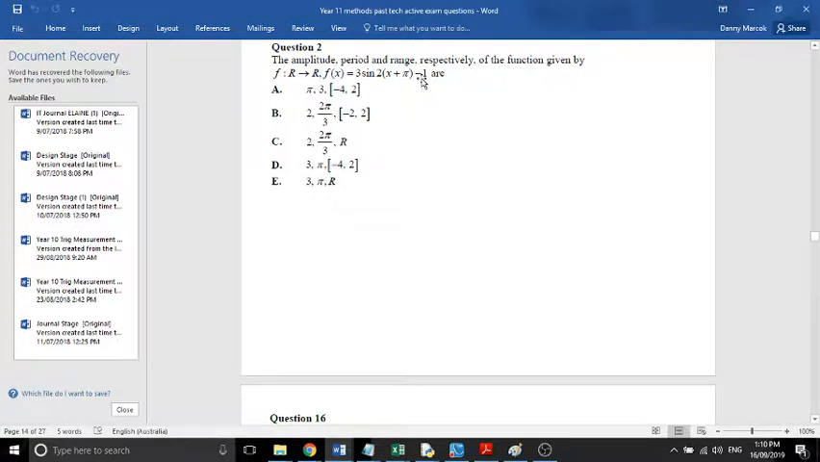We've got this minus 1 here. So that tells us it's going to be 3 minus 1 at 2, and it's going to go down to negative 3 minus 1 at negative 4. So here we have our range. So I'm pretty confident it's going to be this.